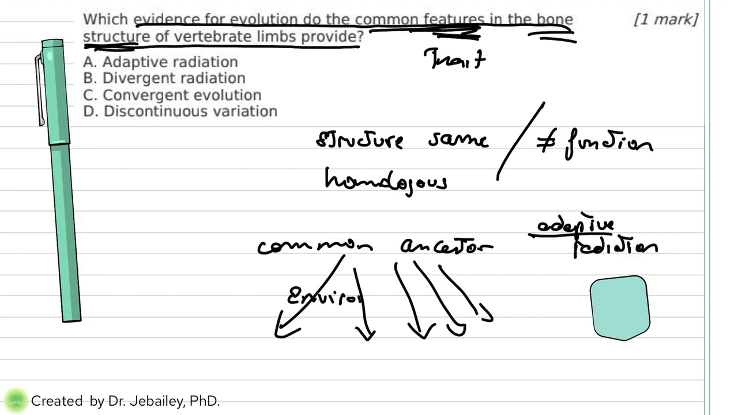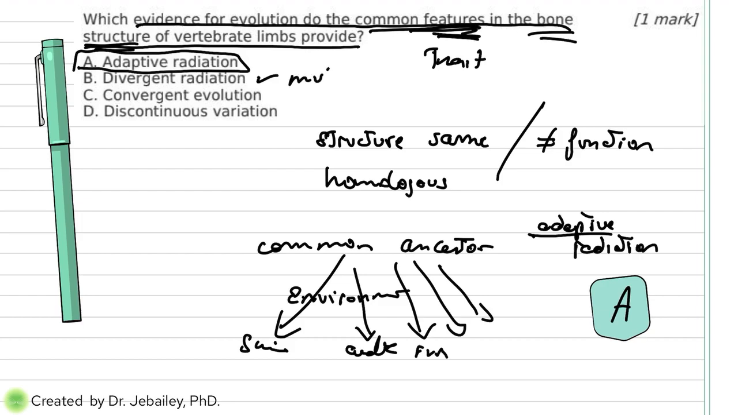Whatever the environment they are in, you'll make one swim, one walk, one run, and whatever it is. So the right answer for this will be the adaptive radiation right here. It will be A. Now, some students are going to say, well, but it couldn't be divergent. Well, divergent would have been more in the case of a mutation. Yes, it's just like this, but there's mutation going on.